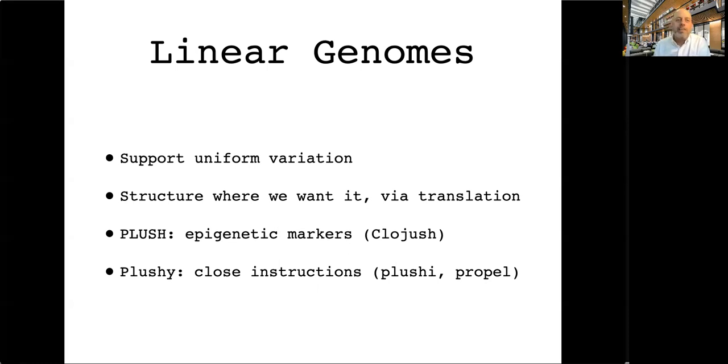The tree-based ideas were very helpful at the beginning of the field, but I do think they lead down some difficult paths, and I prefer to avoid going down the path rather than to figure out how to save yourself once you've gone down the path. Okay, so linear genomes support uniform variation, which I think is an important concept I'll say a bit more about in a minute. They can provide structure where you want it rather than where the genome specifies that it is, via translation from the genome to the program. I'll show you a bit more about that in a minute.